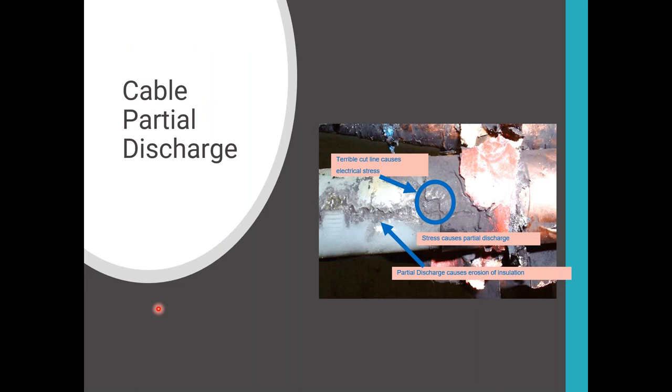But when they cut it back, they allowed this step to be brought in here. And this semiconductor layer is designed to keep those potential lines evenly spread out. And this point was a point where it was allowed to bring those potential lines and concentrate them here, which created a high electrical stress point, which caused PD to erode the insulation over time. And it eventually worked its way out of the termination point and flashed over the ground, causing a failure of this cable.